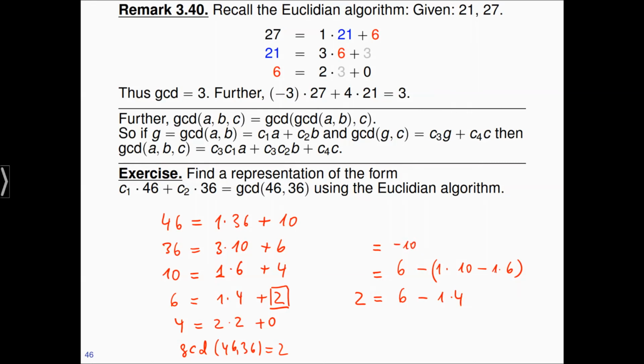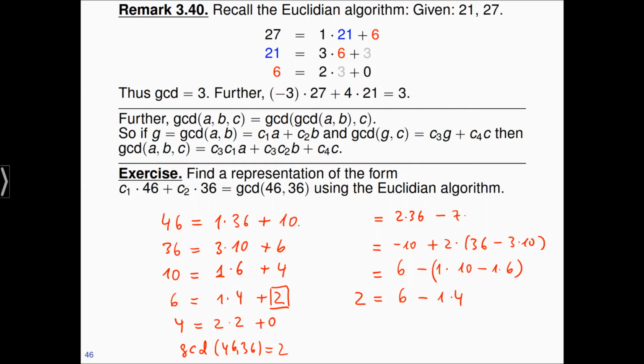And then I have a minus 6 here and another 6 here. So it's plus 2 times 6. And I'm going to replace 6 by whatever this equation says. So 36 minus 3 times 10. And I'll resort this. So this is the 2 times 36. 36 is already good. And there's a minus 10 here and minus 6 times 10 here. So we have minus 7 times 10.